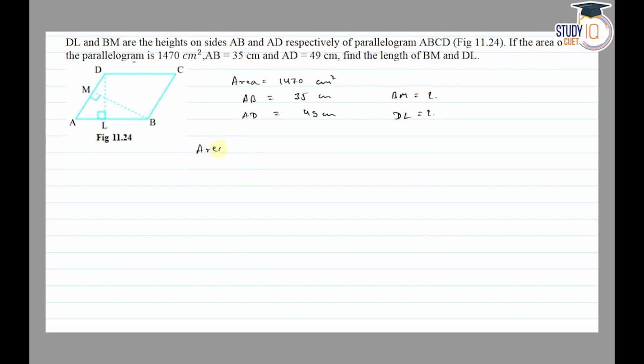So area of parallelogram is equal to height into base. So हमें given है area 1470 is equal to AB into DL, height into base. So AB की वैल्यू हमारे पास 35 into DL.